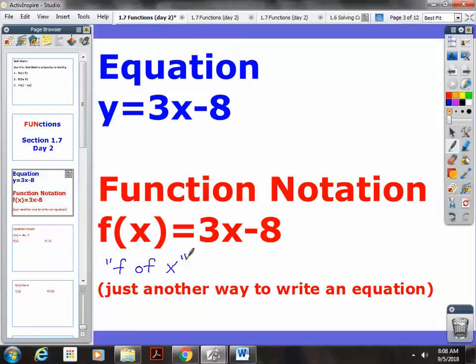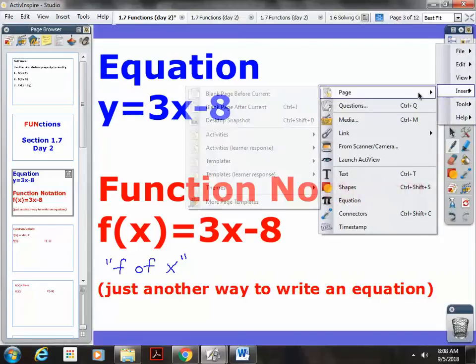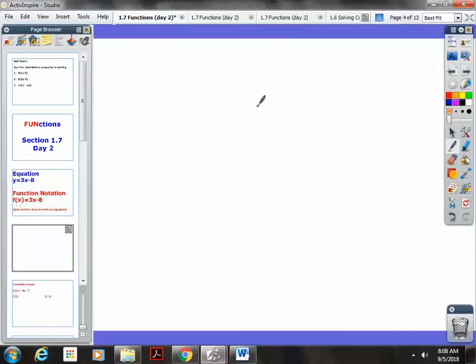So before we talk about what function notation is, I want to talk to you about a machine. Definitely not an artist here.